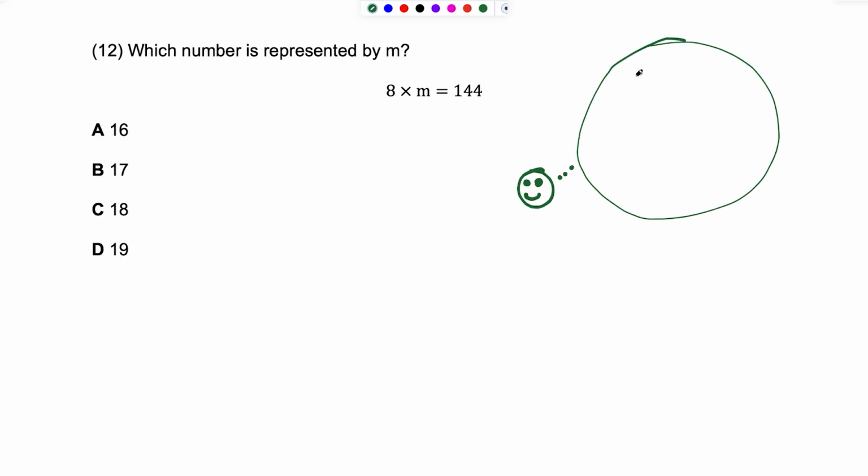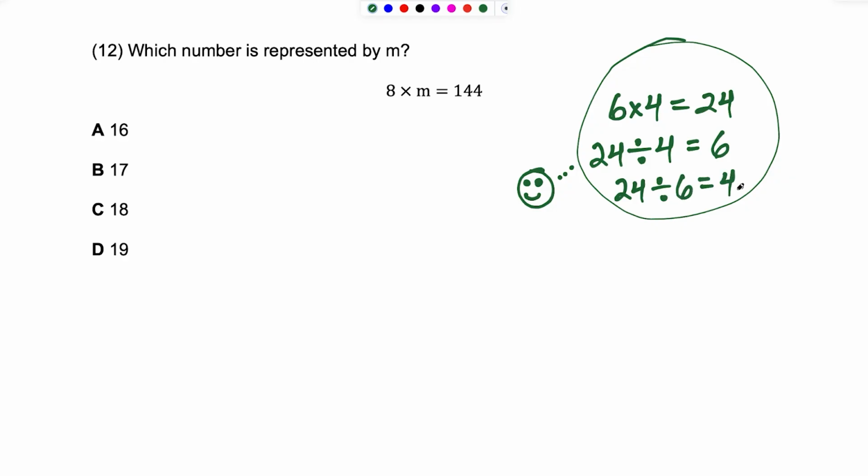If I think about something easier, let's say we do 6 times 4. 6 times 4 is equal to 24. What I'm allowed to say with this is that 24 divided by 4 is equal to 6. If 6 times 4 equals 24, then 24 divided by 4 is equal to 6. I could also say 24 divided by 6 is equal to 4.